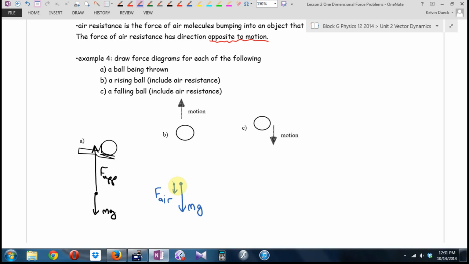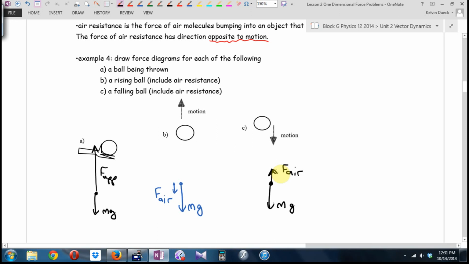On the way down, what are the forces acting on it? Get the obvious ones. mg down. What else? Air resistance, which way? Pointing up. The air is slowing it down a little bit. Not much, because a ball is fairly aerodynamic.